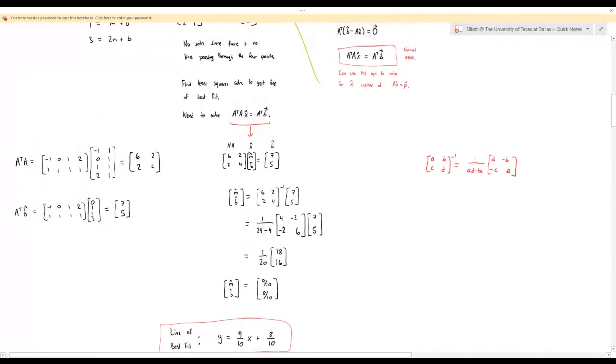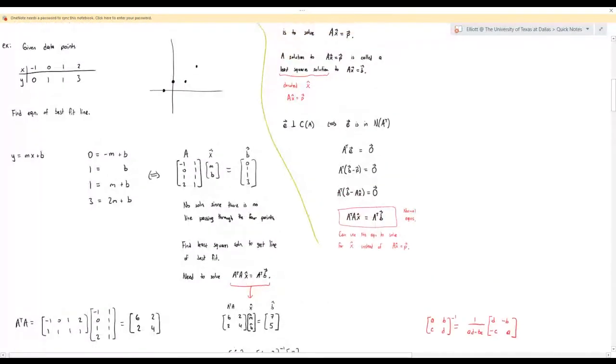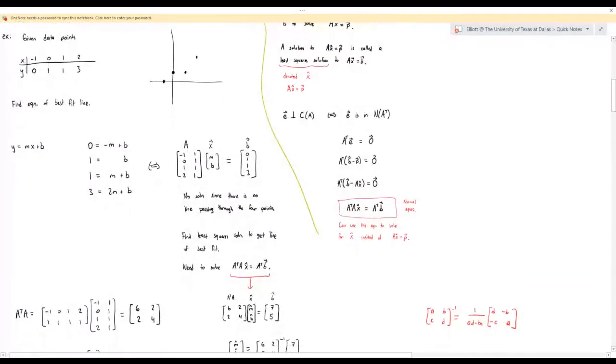Sure, that's a good question. That's true, yeah. Line of best fit, I haven't actually defined it too well. For starters, there could be more than one line of best fit, because it depends on how you measure one line fitting better than another. Okay.